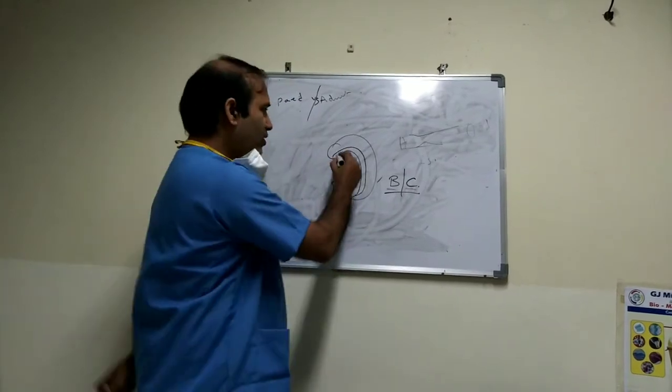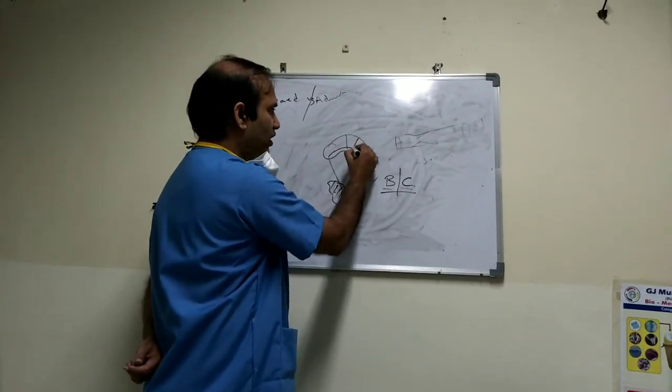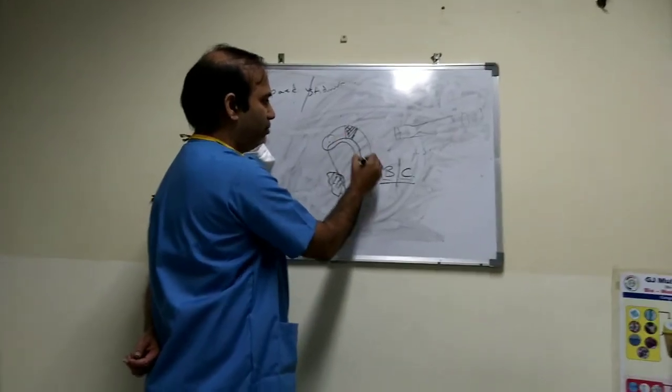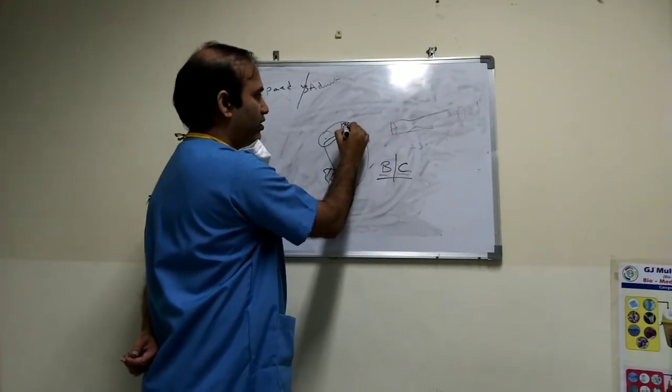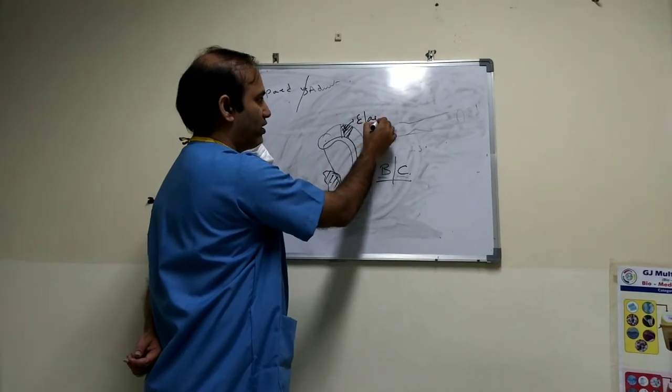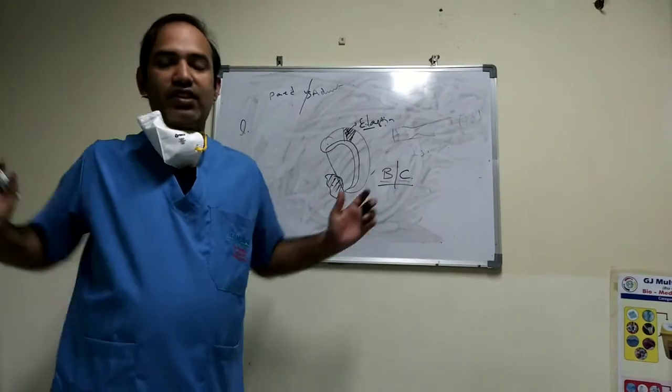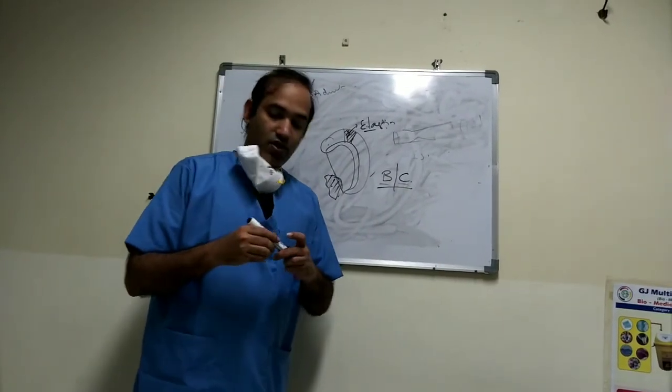And in this cartilage, there is again an elastin cartilage which connects the lateral and medial half. This is called elastin. This elastin is much wider in the adults also.